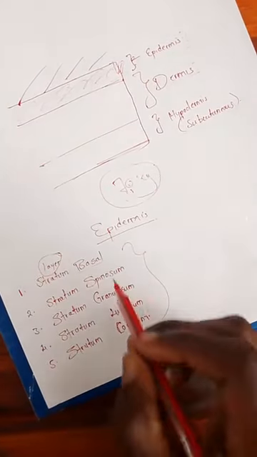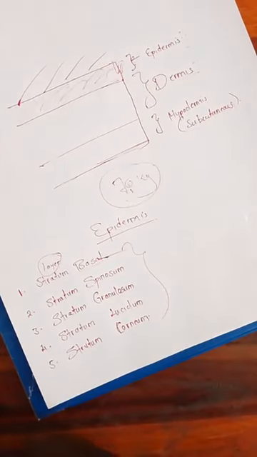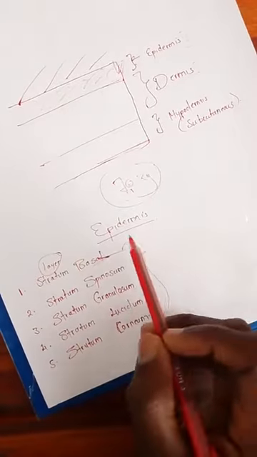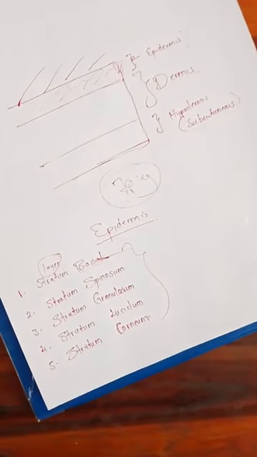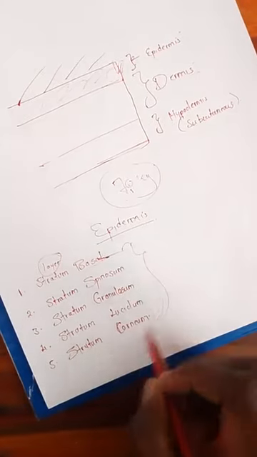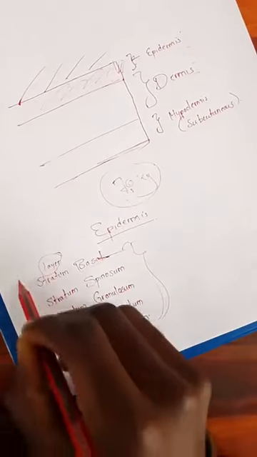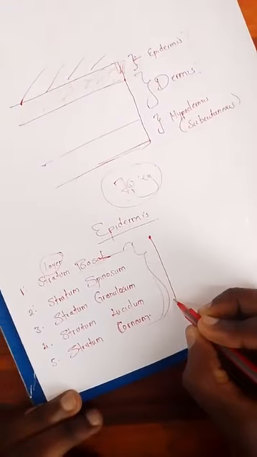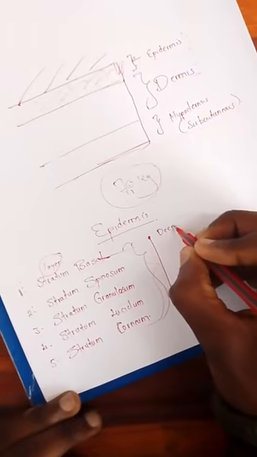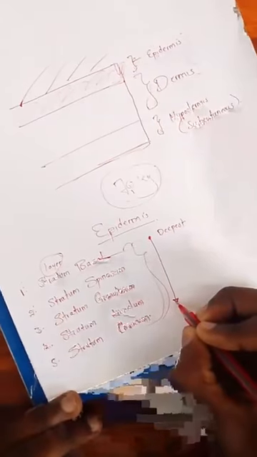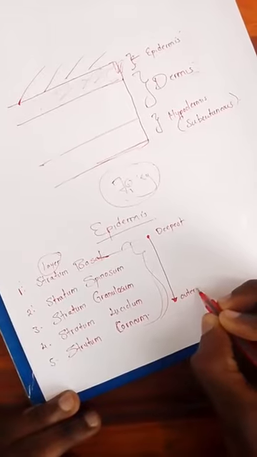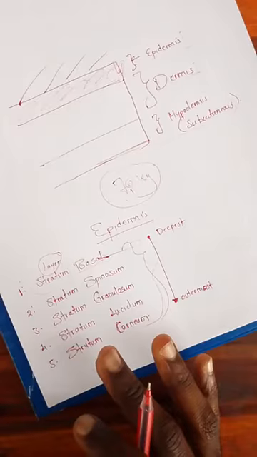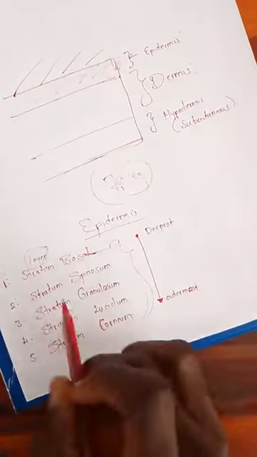Now let's look at the first layer, which is the stratum basal, or the basal layer. This first layer of the epidermis is the deepest layer amongst the 5 layers of the skin. So the way we have arranged them, moving from the stratum basal going down like this, we are moving from the deepest to the outermost, or the most superficial layer of the skin.